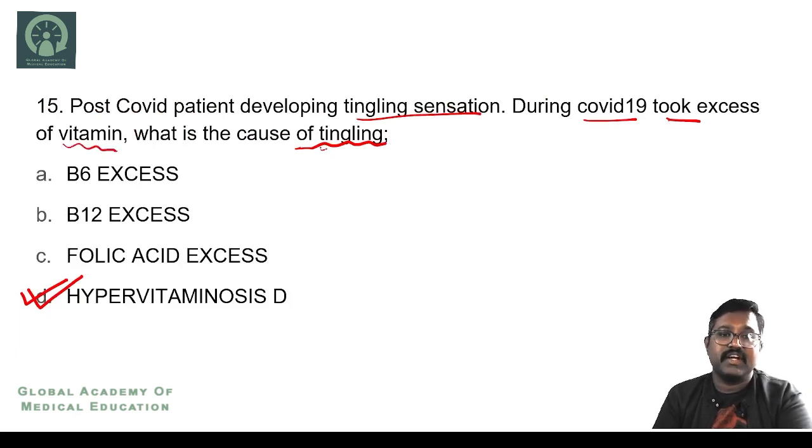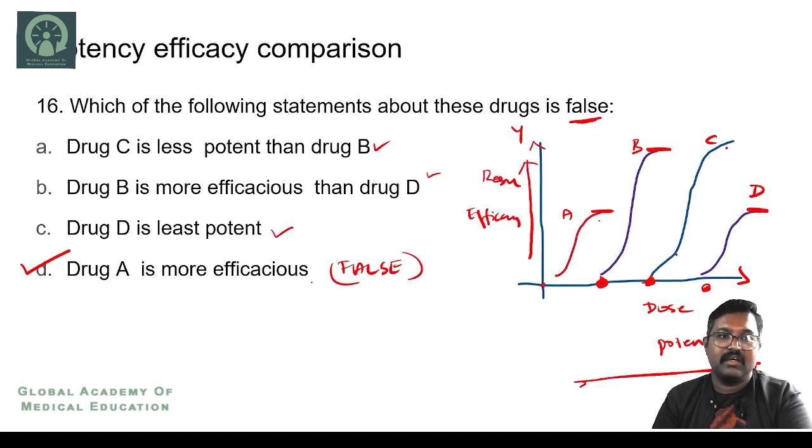In post-COVID, tingling sensation was there following the excess intake of vitamin. So what was the cause for tingling? It is mainly due to the hypervitaminosis D. So then we have a potency comparison graph. So here the right answer is drug A is more efficacious. They are saying that drug A is more efficacious. Drug A is less efficacious compared to the drug B and drug C. This is the false statement.